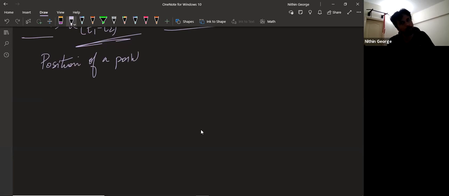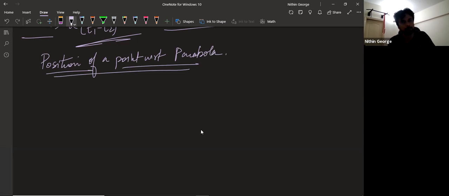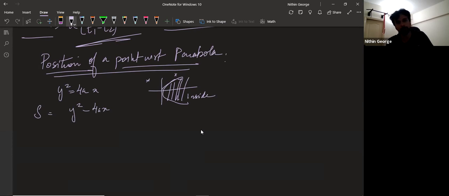Position of a point with respect to parabola. Okay, we need to find this position of a point with respect to parabola. How do we go about this? So when you have y square equal to 4ax, you know this is what it will look like. But when a point is given to you, you have to find whether it's inside or outside the parabola. So this area is inside and the remaining area is outside. Okay. So I'll define a quantity called S, which is y square minus 4ax.